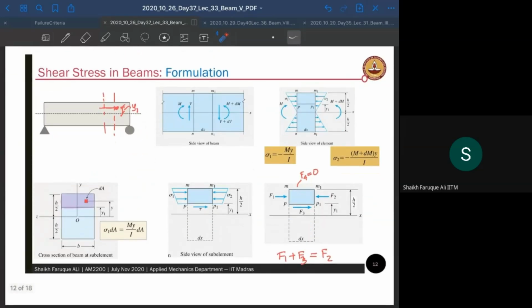Now, if I take a portion of this and look at the force balance on that portion, so if I take only this portion of it, and take the force balance, what is it going to look like? So this portion is coming here.